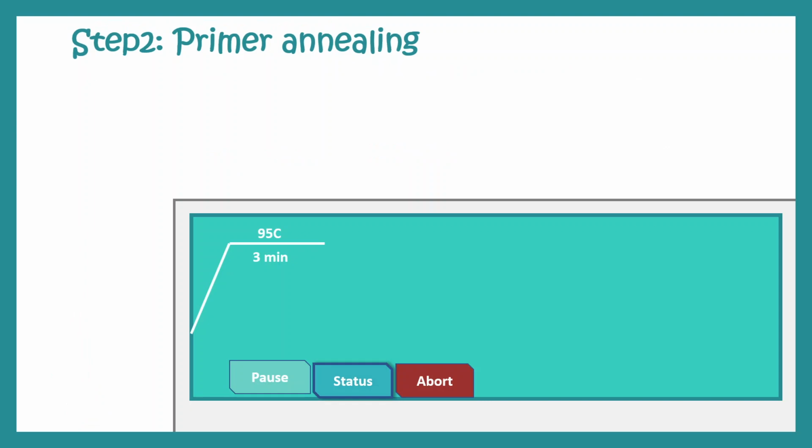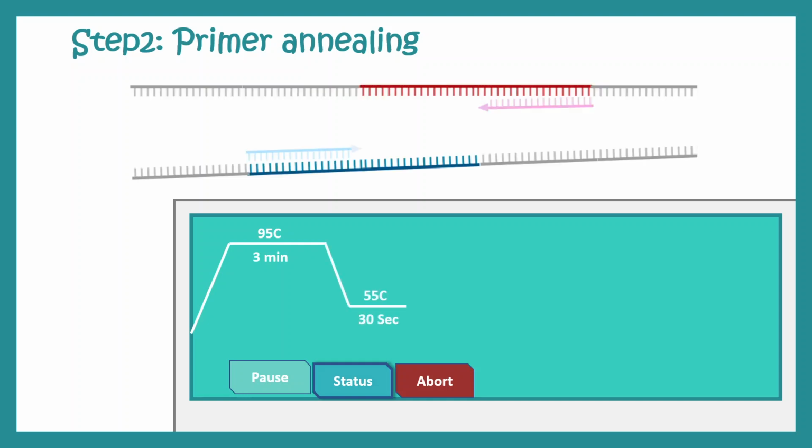The next step is primer annealing. The primers that you have provided in the reaction mixture would anneal at a temperature around 55 to 60 degrees centigrade. This temperature is variable depending on the type of primer we use and also the constituents of the primer.